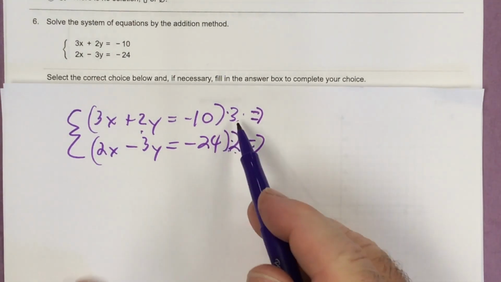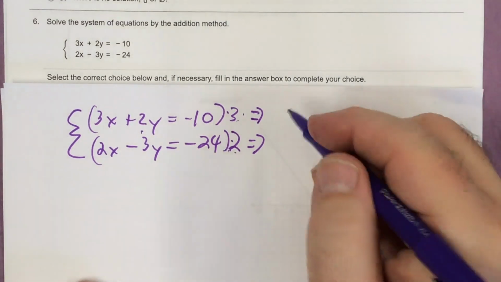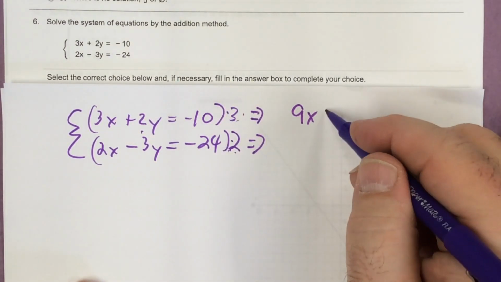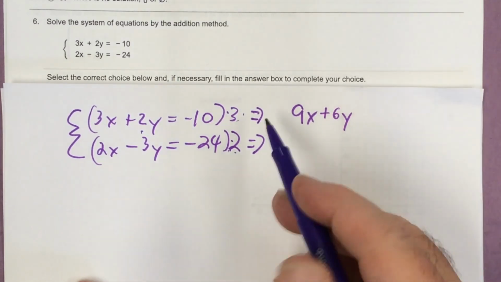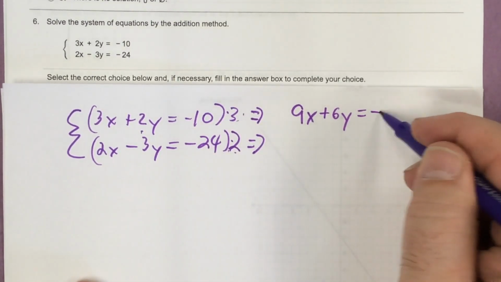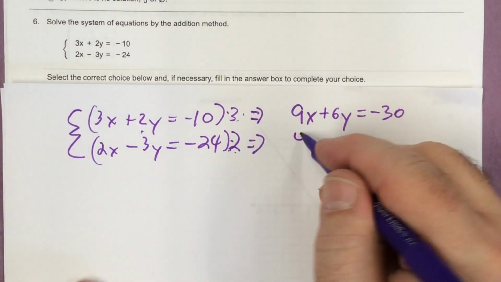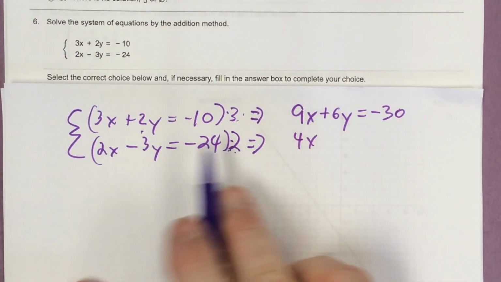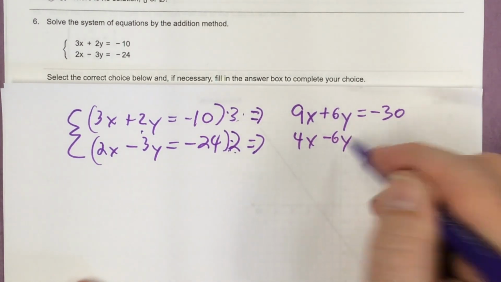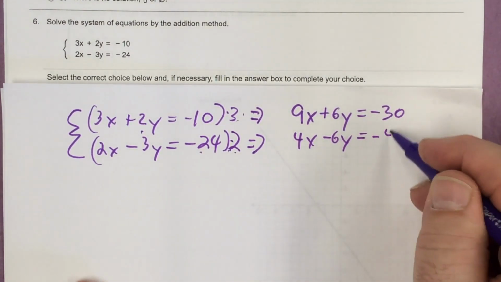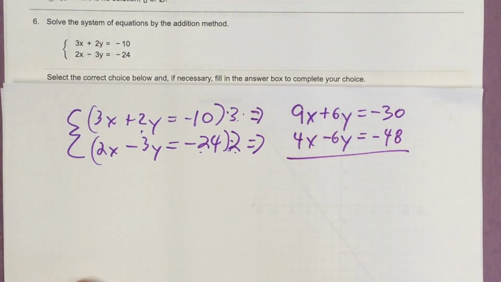Okay, so multiplying through, we get 3x times 3, that's 9x. 3 times 2y is going to be plus 6y. 3 times negative 10 equals negative 30. Here we have 2 times 2x, that's 4x. 2 times negative 3 is negative 6y. 2 times negative 24, that's going to be negative 48.